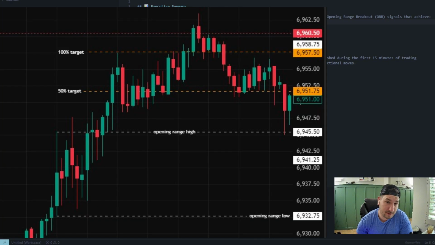I used a 50% target in order to make the test pretty simple, because we are talking about code here. I didn't want to overcomplicate it. I wanted to build something that's very, very straightforward and easy to follow.